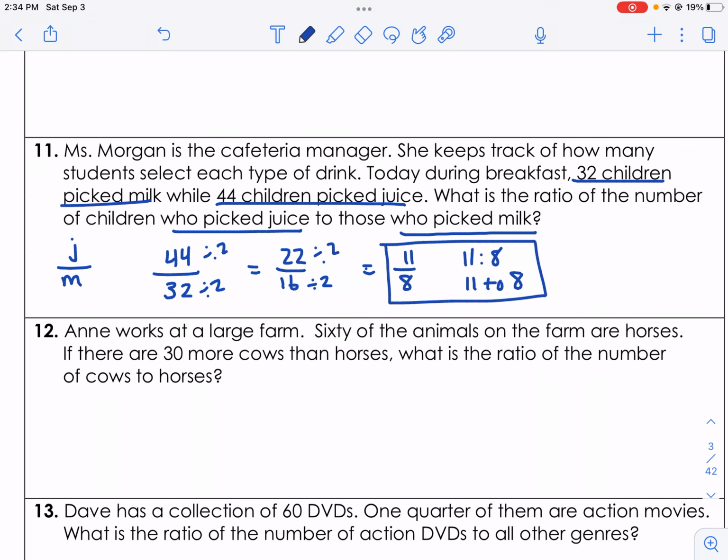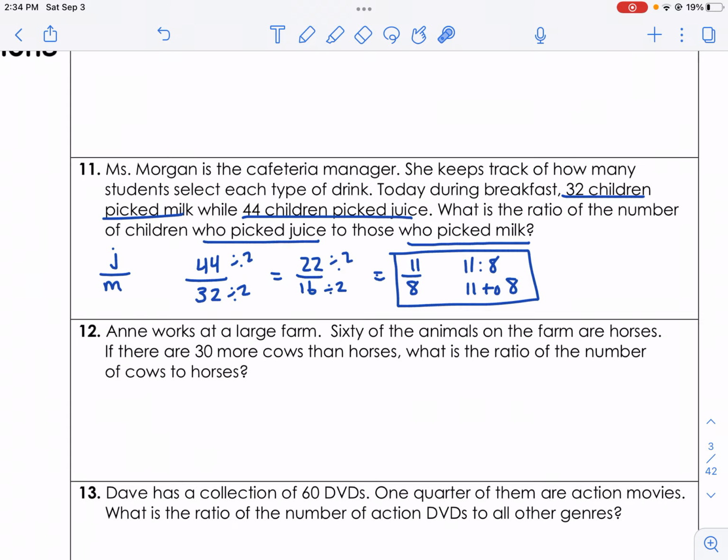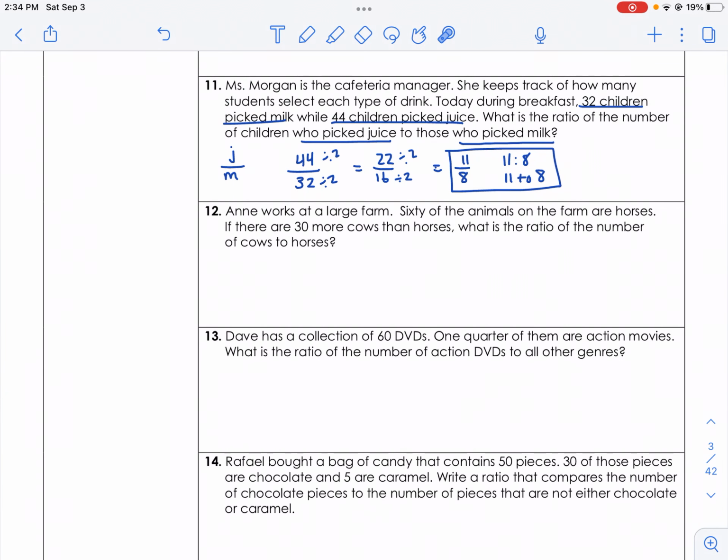So word problems, helpful techniques. You can underline important phrases. You can underline important numbers. But when you're dealing with ratios, the order does matter. Juice to milk. So juice comes first and milk comes second. And then always simplify your answers. And so that's the basics of working with ratios. We'll do a little bit more with applications with them and calculations pretty soon.